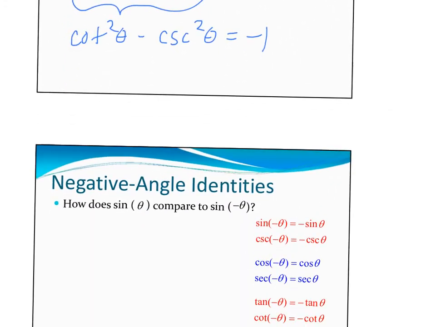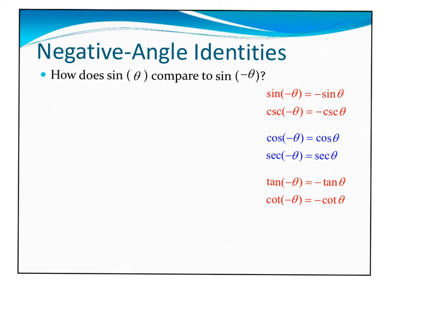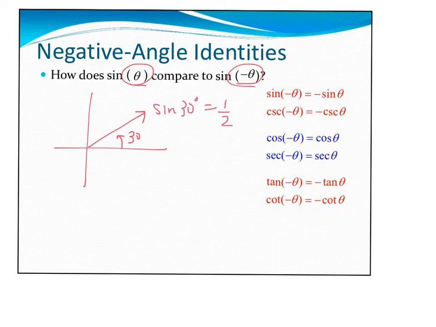Alright, now let's talk about our negative angle identities. These are new. We have not talked about these before. Basically, the whole idea of theta versus negative theta is what would this angle look like on a graph. So if I were to draw my regular chart and represent an angle, let's say for example 30 degrees, sine of 30 degrees would equal 1/2.